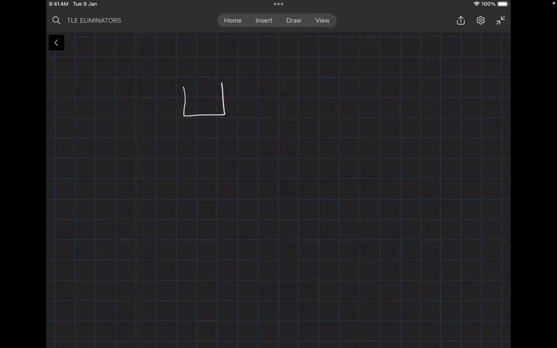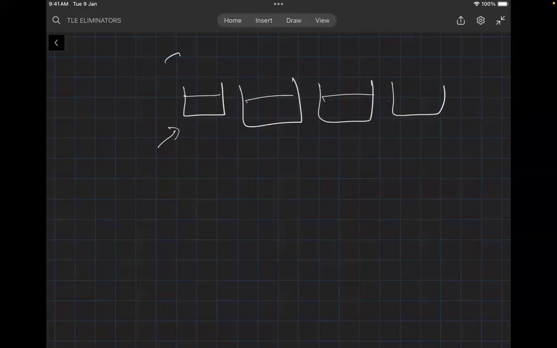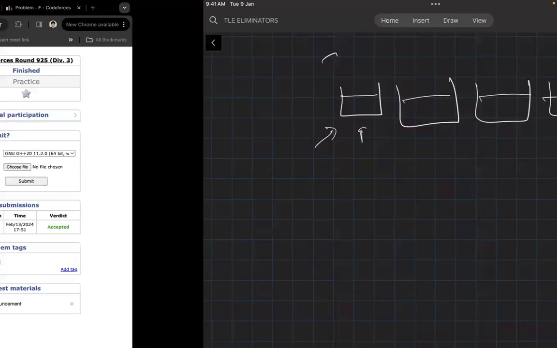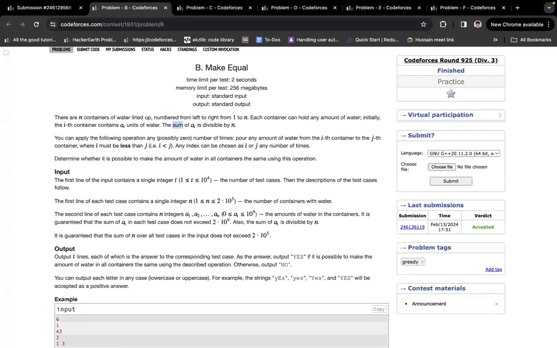Let's say you are on the first container. Do you guys agree that the water in the first container can only decrease? It can never increase, right? Tell me, guys. Can the water in the first container increase? Can you put water in this container from any container to the right? You cannot, right? You can't.